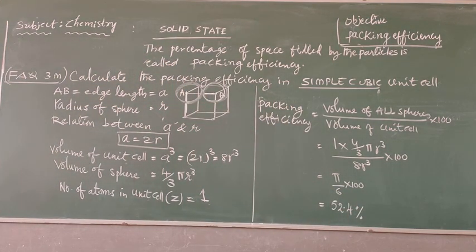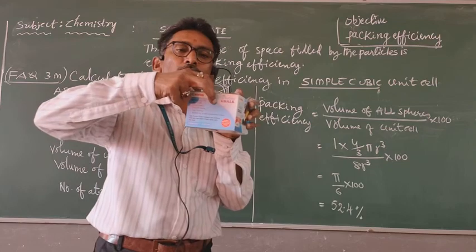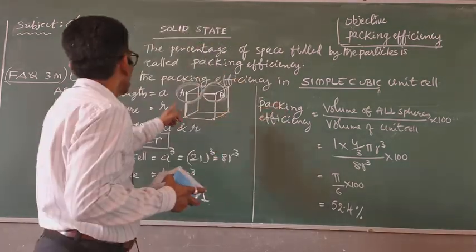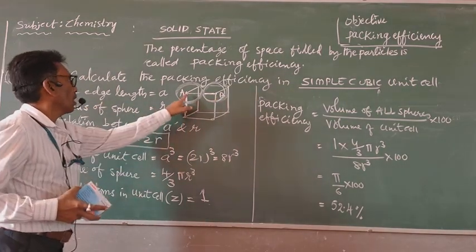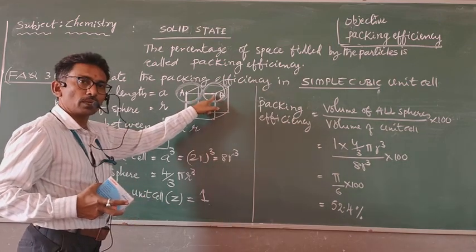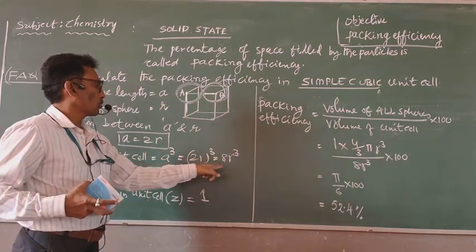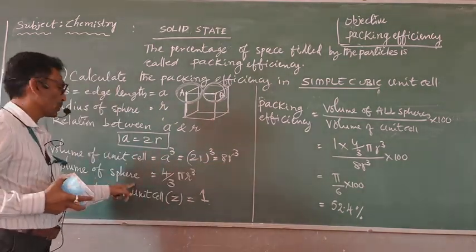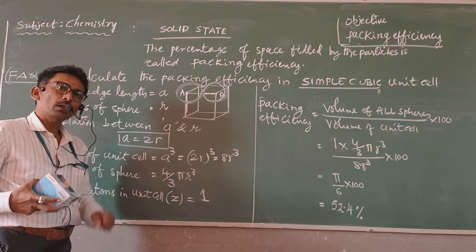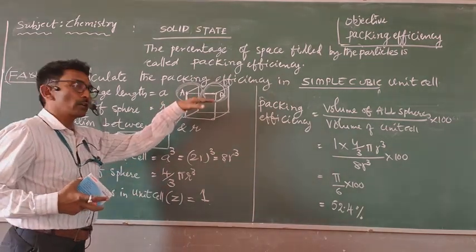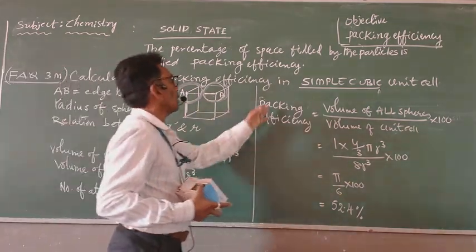Once again, I would like to explain. Draw a diagram; a cube is taken. You have to draw a particle at this corner and at this adjacent corner. Both are in contact. The AB distance is the edge length. Edge length is equal to 2r, the radius of one sphere plus the radius of the adjacent sphere. Volume of unit cell is a cube, 2r whole cube becomes 8r cube. Volume of the sphere, from mathematics, is 4/3 pi r cube. The number of atoms in the unit cell was already calculated: 8 corners, each shared with portion 1/8, so 8 into 1/8 is 1. Now the formula is very important.